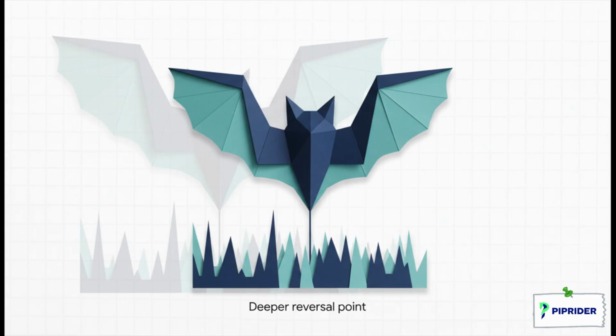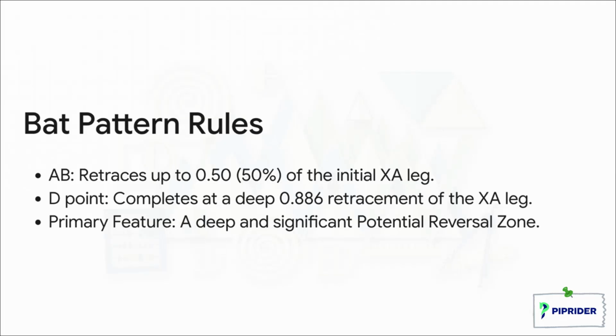Okay, next up in our gallery is the bat pattern. Now, this one can look a lot like a Gartley at first glance, but is defined by a much deeper reversal point. That makes it a really unique and very precise formation. So what's the difference? Let's get specific.